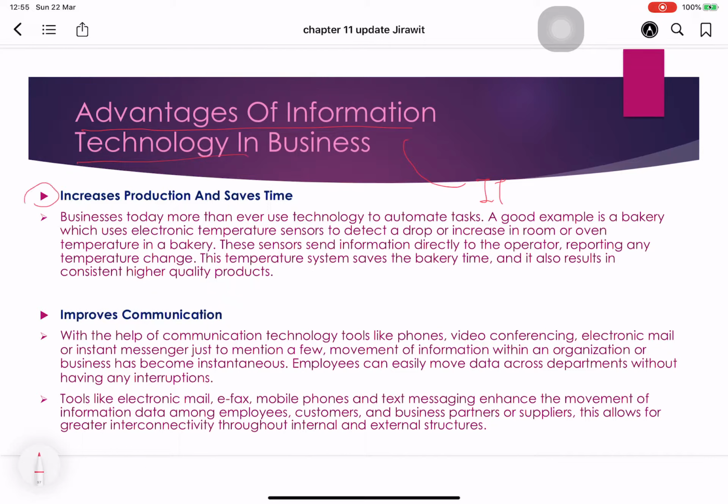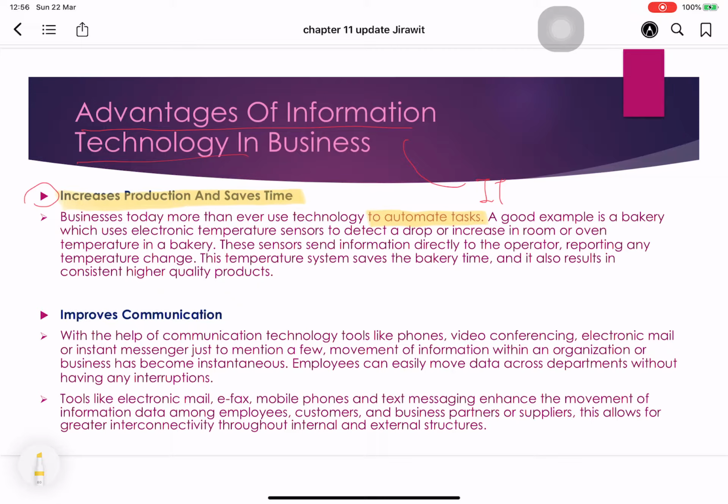This is increasing product and service and saving time, right? The business can use the technology to automate tasks that save time and increase productivity.